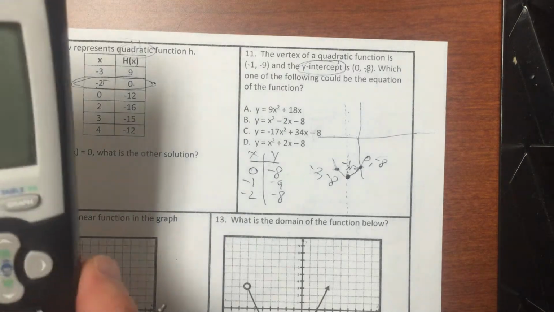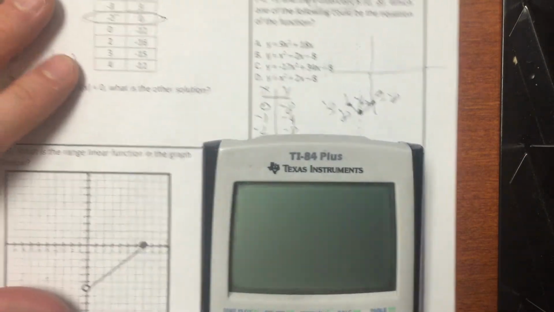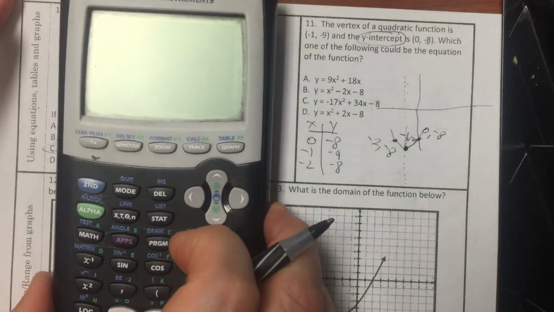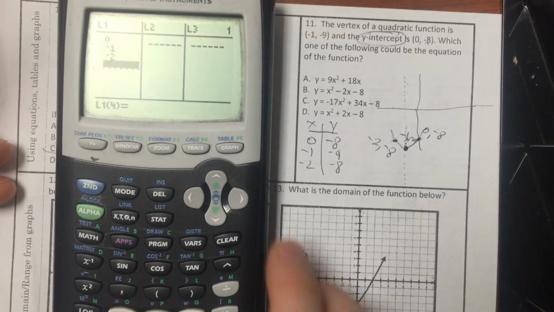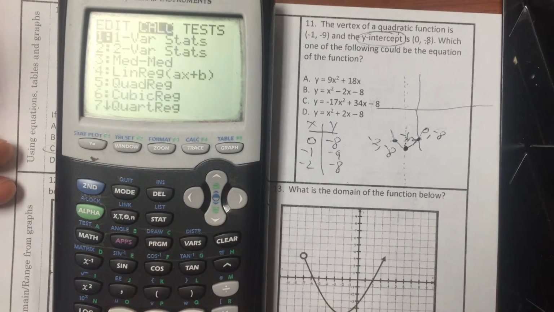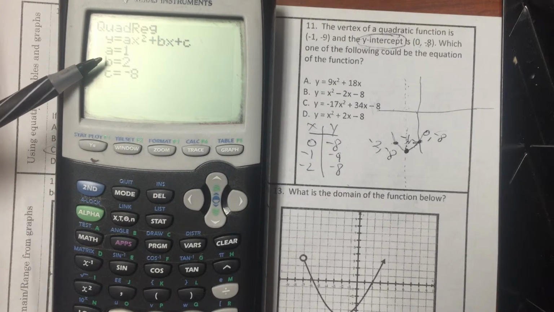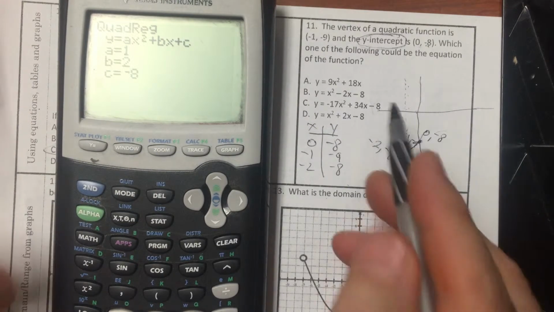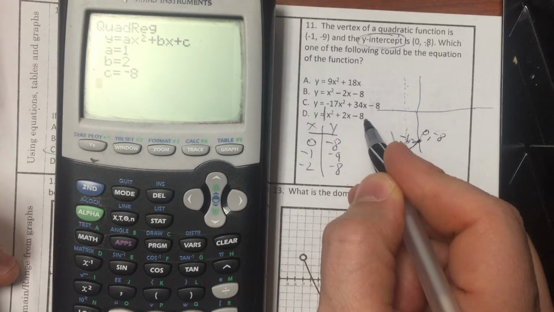So we're going to go ahead and clear out the calculator. And let's go ahead, I'm going to try to put this here so you can see it. Stat edit. Let's put in our table 0, negative 1, negative 2. Right hand side, negative 8, negative 9, negative 8. Stat calc 5. So it's 1x squared plus 2x minus 8. Here we have 1x squared. It's an invisible 1. It can be x squared plus 2x minus 8.